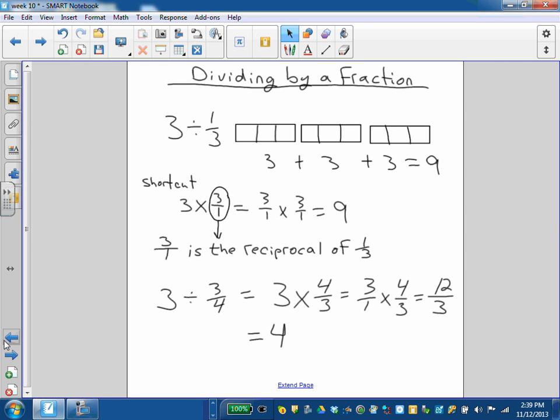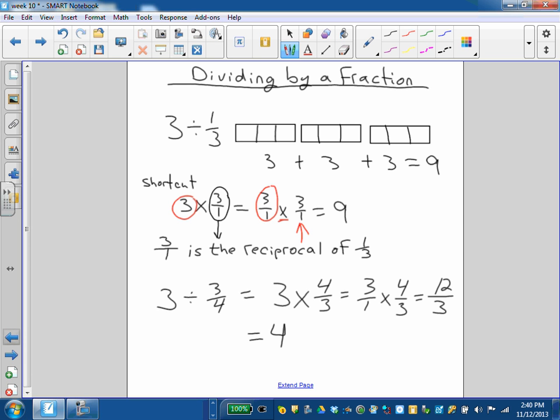Okay. Dividing a whole number by a fraction. When we did the shortcut, notice that the whole number didn't change. It stayed just like it was. 3 was 3. We just made it 3 over 1. What we did is we changed the symbol and we did the reciprocal. That's the number we flipped, the one that was behind the division sign.